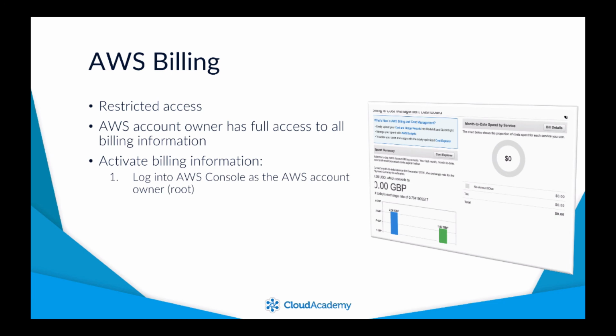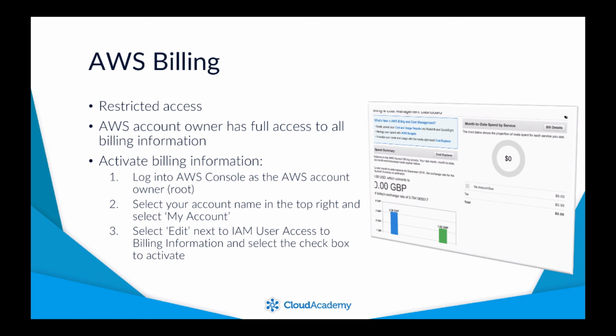Firstly, log into the AWS Management Console as the AWS account owner, or root. Select your account name in the top right and select My Account. Select Edit next to IAM user access to billing information and select the checkbox to activate. The root account can now access the billing and cost management from within the console by selecting your username and account in the top right corner and selecting Billing and Cost Management.